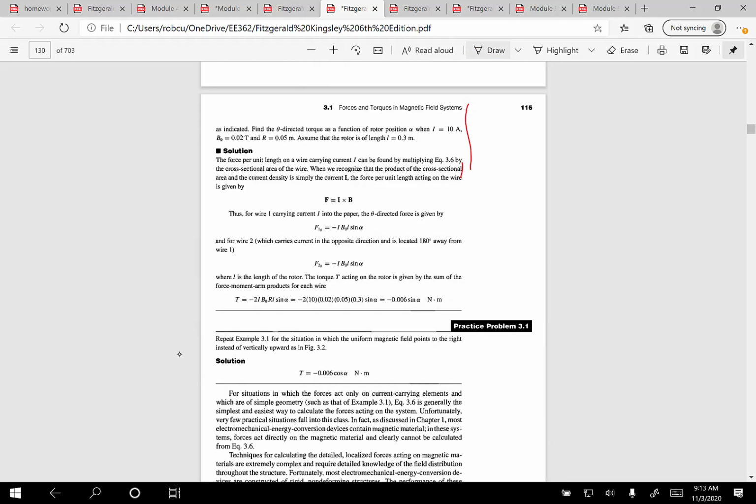It's not really insightful, and this example doesn't really give us a lot of insight into that. There is more insight once we get into synchronous machines, but we don't go into the detail of calculating the torque with the synchronous machine. So because of time constraints, you just have to accept this.